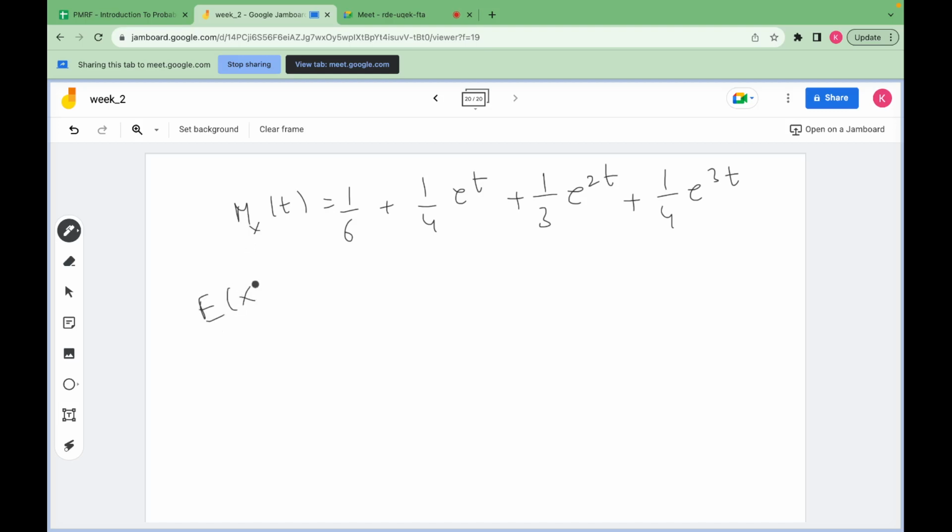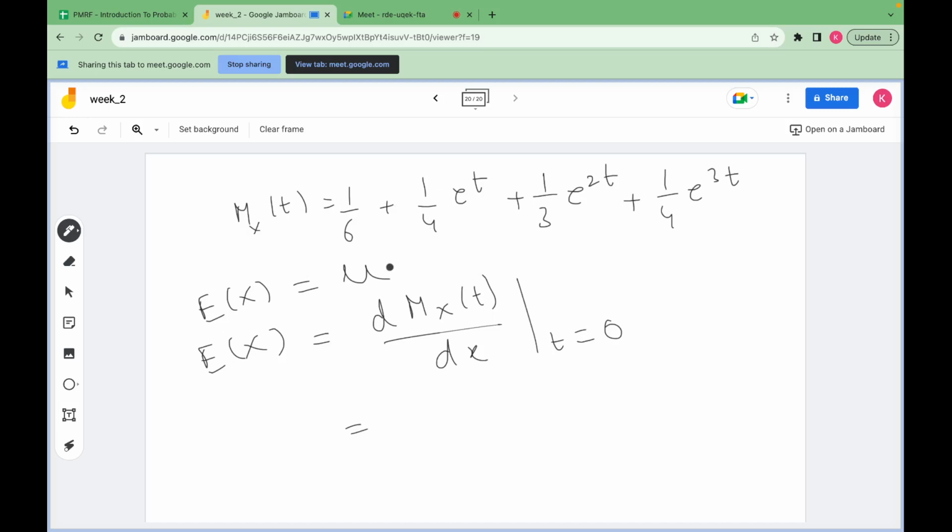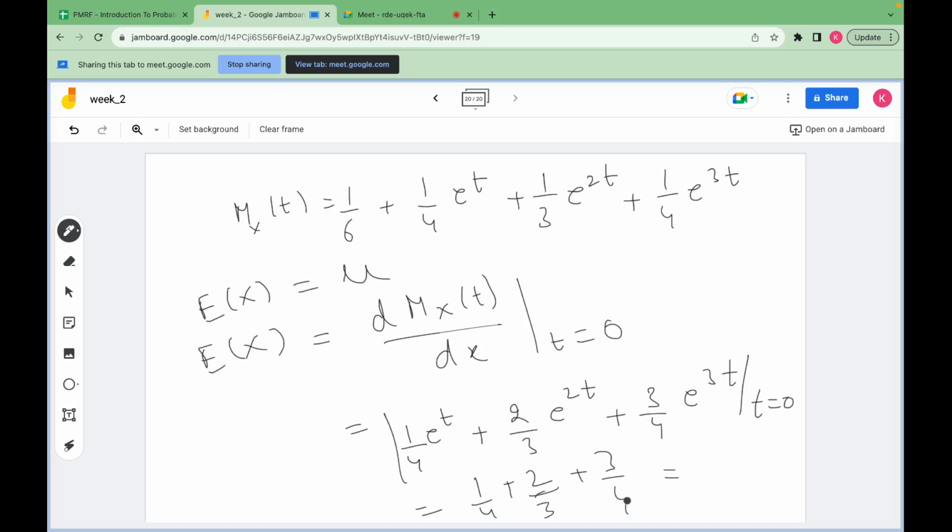So we know that expectation of X is equal to mu, and we also know from the previous conclusion that expectation of X is nothing but the first order differentiation of this moment generating function, and then putting t equals to 0. If we differentiate this moment generating function, it comes out to be 1 by 4 e to the power t plus 2 by 3 e to the power 2t plus 3 by 4 e to the power 3t, and then put t equal to 0. So we will get 1 by 4 plus 2 by 3 plus 3 by 4, which comes out to be 5 by 3. Okay, so we get the value for the mean.